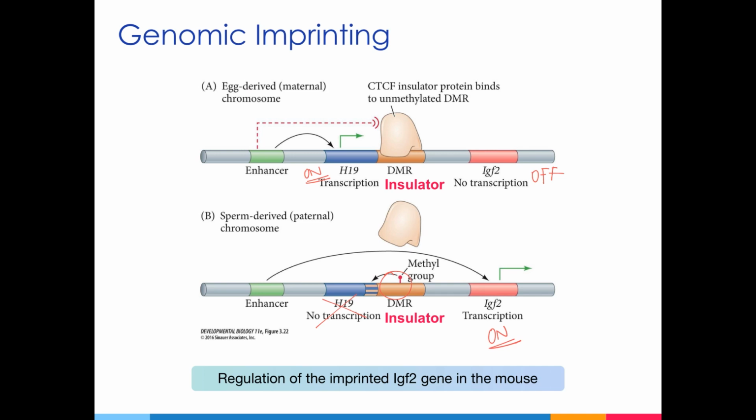That's why I mentioned earlier that when we're talking about DNA methylation, for enhancers and promoters, it is repressive. But as you can see here, if we add a methyl group to an insulator, it has the potential to lead to the activation of certain genes.